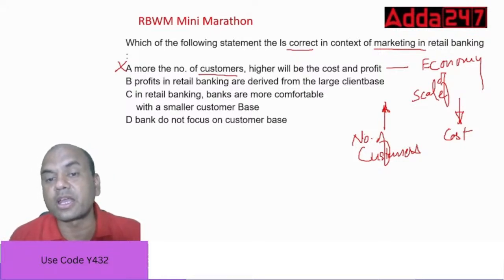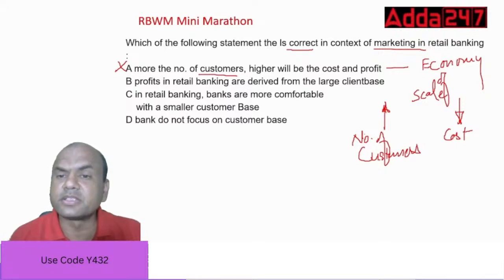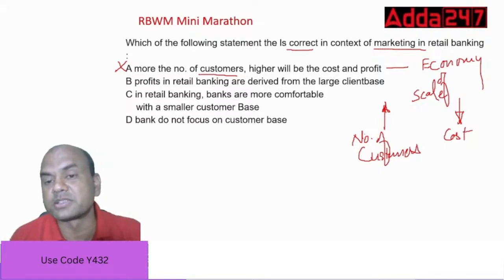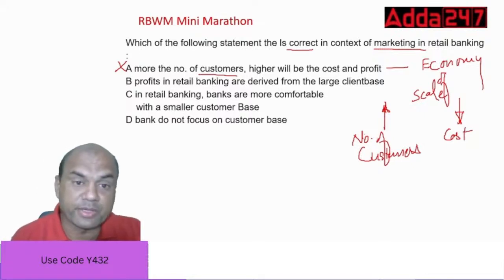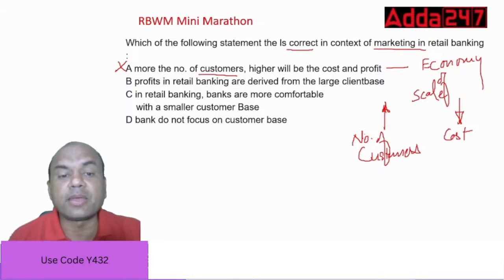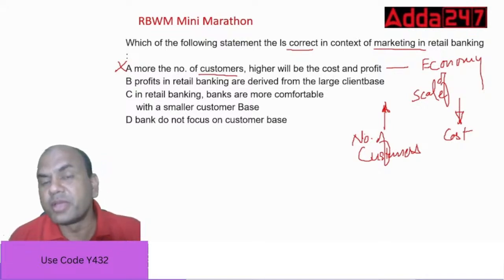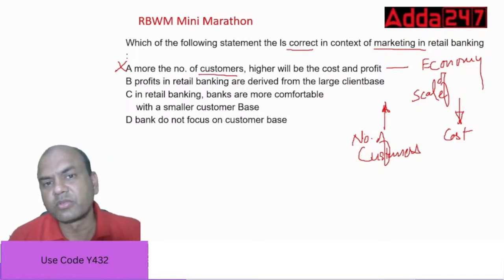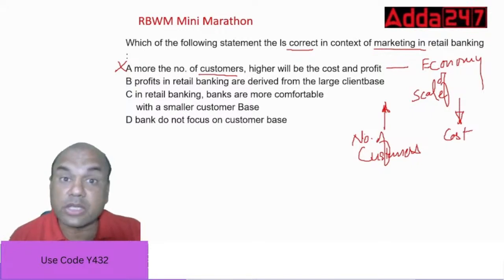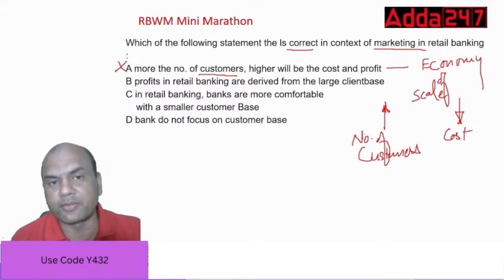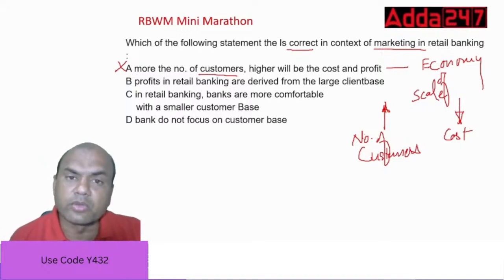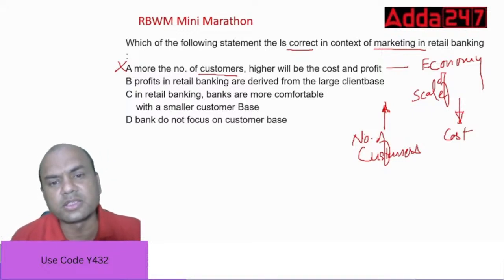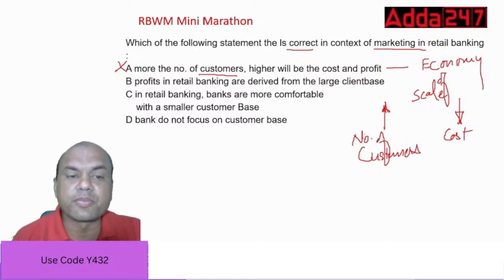Profits in retail banking are derived from a large client base. Is it true? We want the correct one. This seems to be true, isn't it? Check this: in retail banking, banks are more comfortable with a smaller customer base. Means banks are trying to reduce the customers in retail banking. Is it so? We close those accounts which are bad, but if the accounts are good, do we close those accounts? No, not at all. So this is again false. B seems to be true.